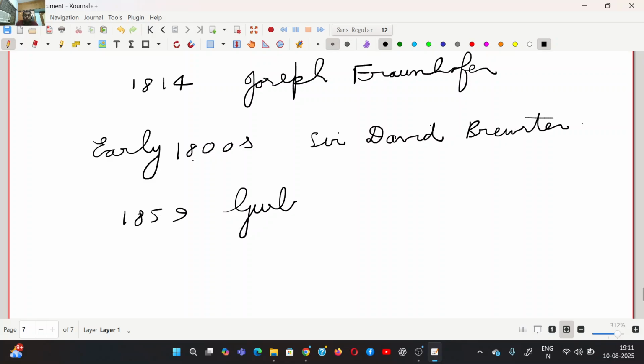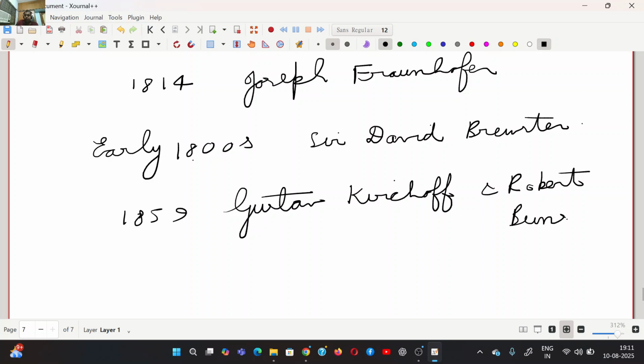a person named Gustav Kirchhoff, and another person, Robert Bunsen, is also credited for this, but Kirchhoff more. Together, both of them made a very important breakthrough in spectroscopy. They discovered that when you heat an element, for example sodium, it emits light at very specific wavelengths, creating sharp emission lines. More importantly, they found that if light containing these wavelengths is passed through a cooler vapor of the same element, the same wavelengths get absorbed, creating dark lines in the spectrum.